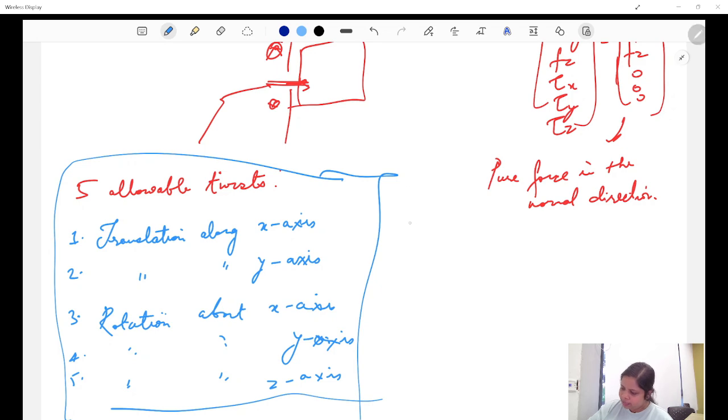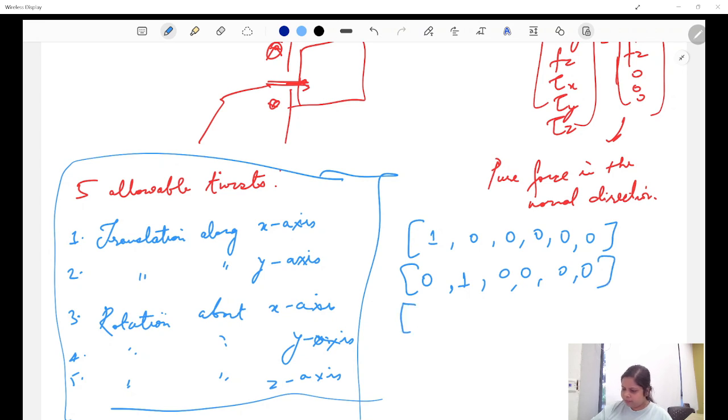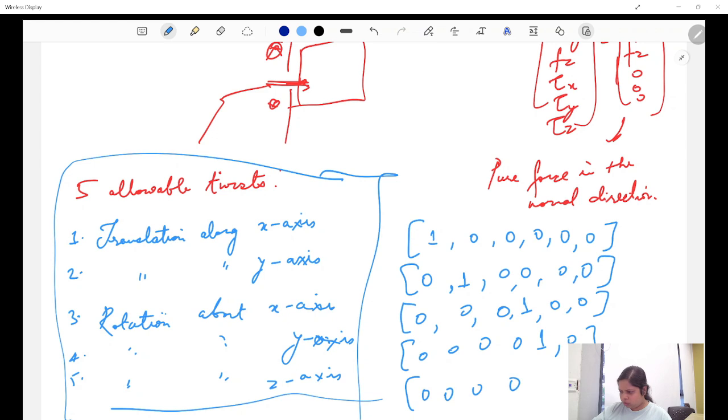Now how can they be represented? The first one can be represented as 1, 0, 0, 0, 0, 0. I think we have 6 here. The second one can be 0, 1, 0, 0, 0, 0. Third can be 0, 0, 0, 1, 0, 0. Fourth can be 0, 0, 0, 0, 1, 0. Fifth can be 0, 0, 0, 0, 0, 1.